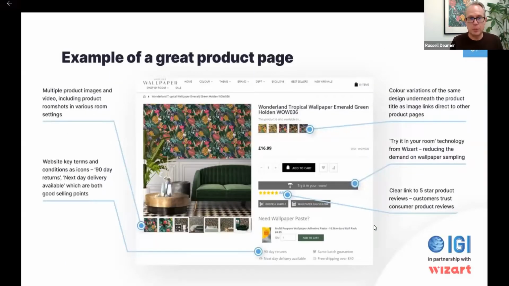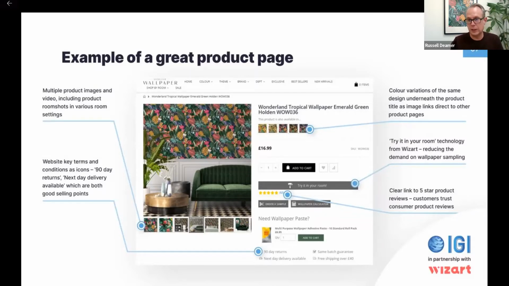So here's an example of what we would say on our website is a great product page. This is a snapshot from our desktop rather than mobile site, as it's easier to see on a larger screen. First things first, this is the image above the fold, before the customer would scroll down. Large product image, multiple imagery, including various room settings, which help to sell the product. You've got calls to action, such as the 90-day returns policy that we have and the next day delivery. Very good selling points that hopefully improve conversion rates on the product page.